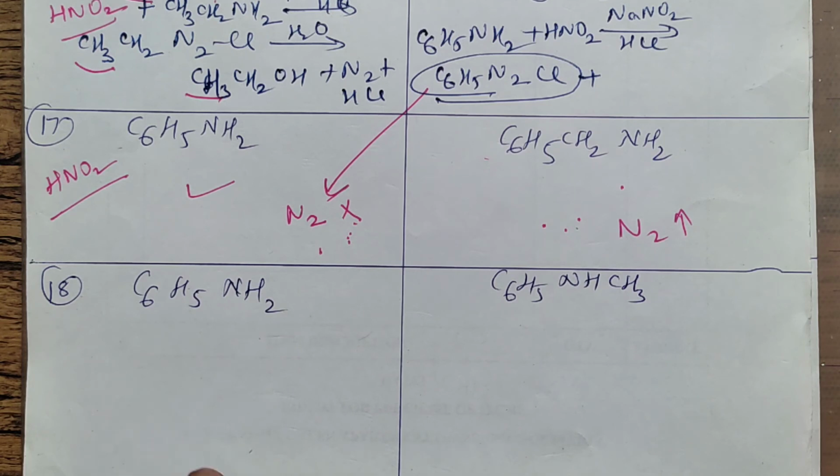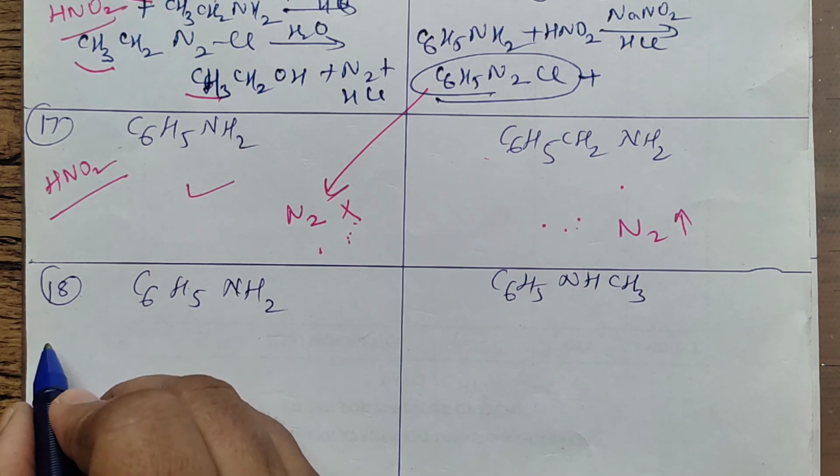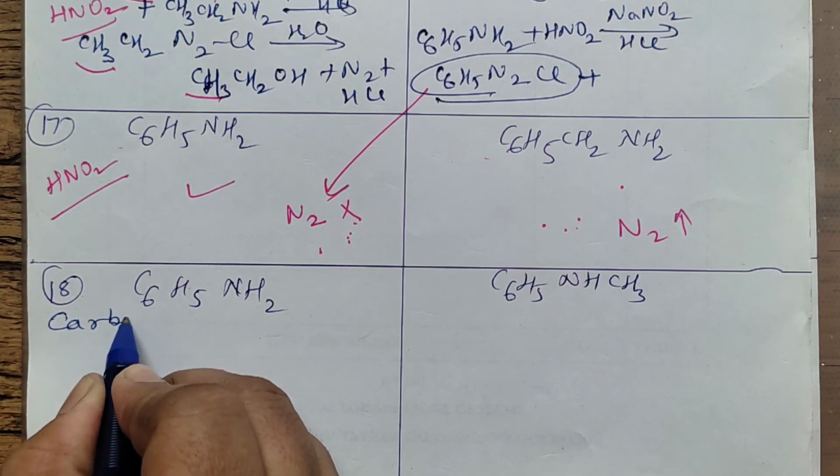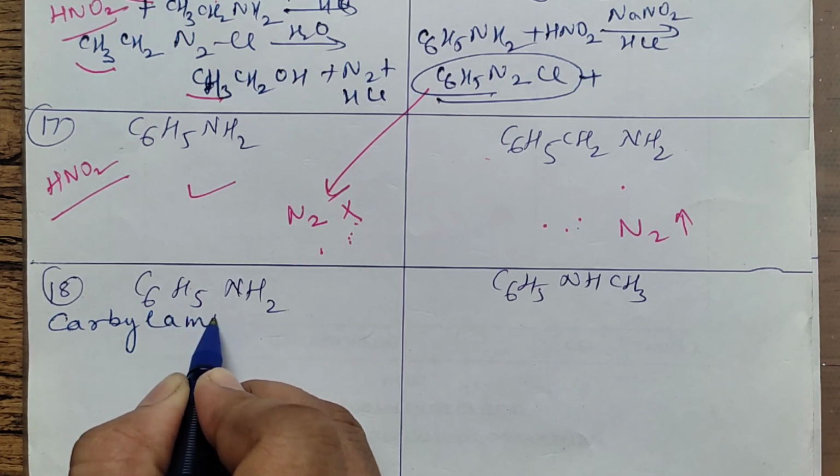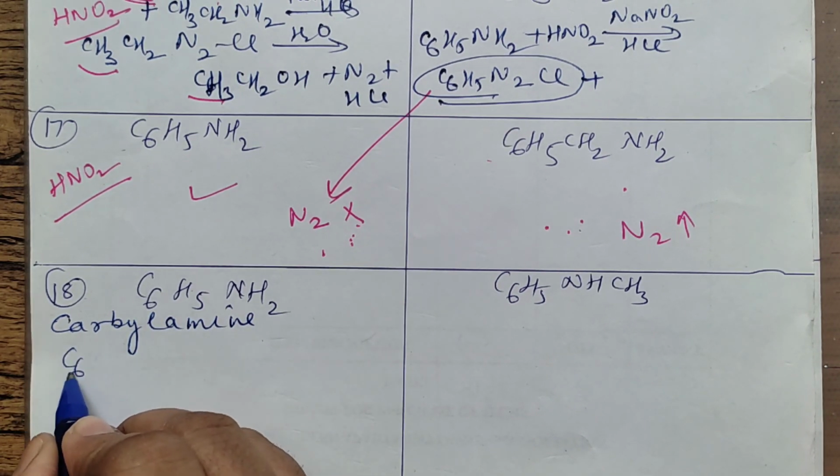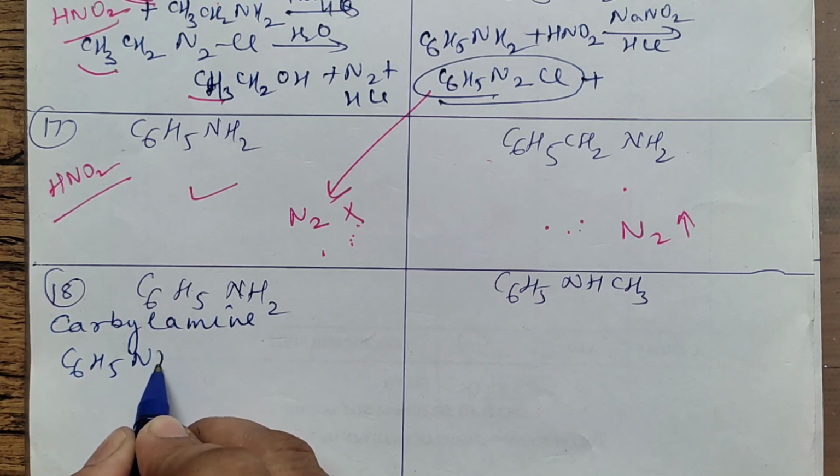It is 1 degree aromatic amine, and this is 2 degree, right? So it's very simple. You can use the carbylamine test. You can use the carbylamine test. Carbylamine or isocyanide test is the other name for this.